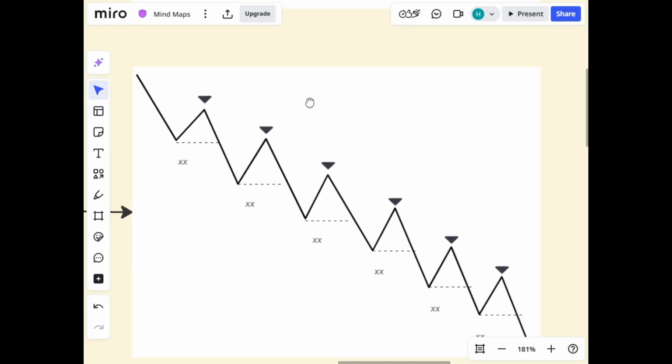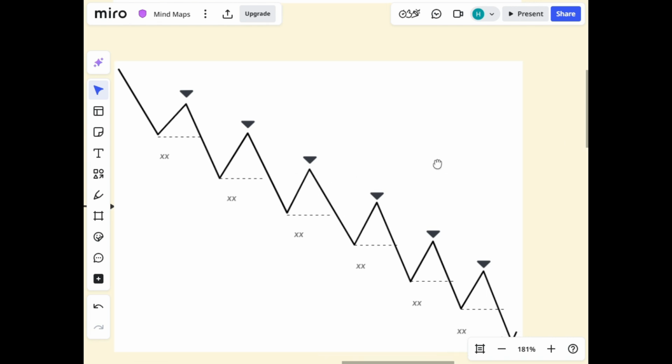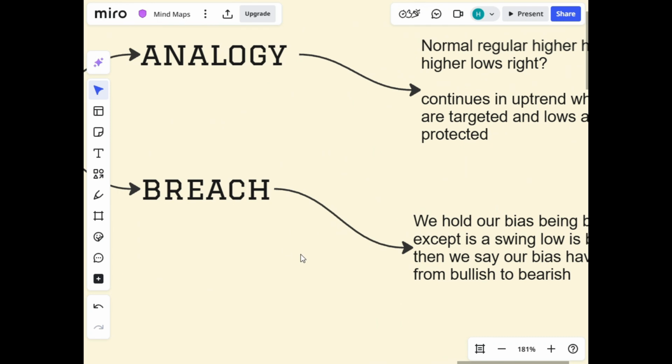Same thing for the downtrend. For the downtrend, the highs are protected, though not a must, and the lows are targeted. So targeted, taken, targeted, taken. These are just liquidity that markets might be trying to move to. So the breach is what can actually make us switch bias.